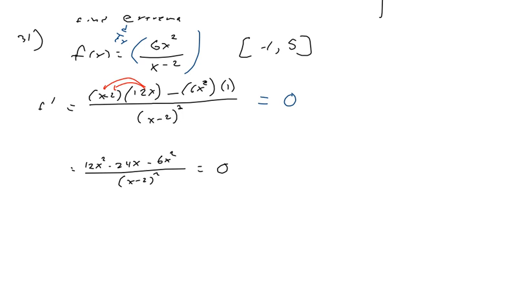Let's see, a little bit more cleaning up. I've got this 12x squared and this 6x squared I can combine. So that's 6x squared minus 24x over x minus 2 squared.